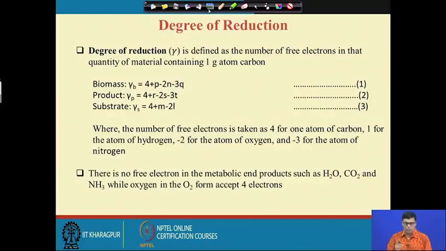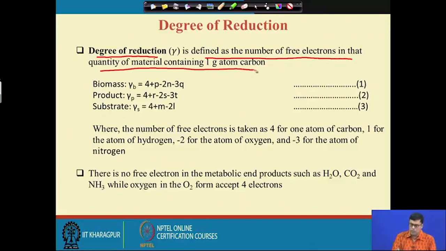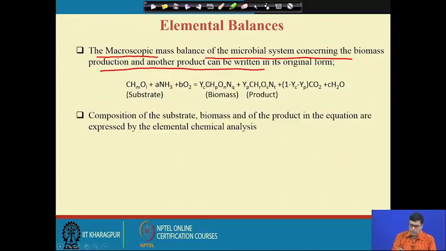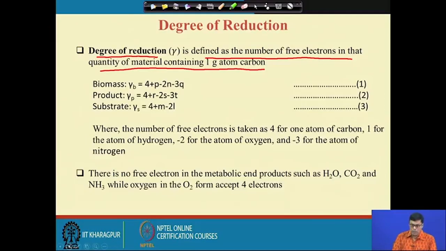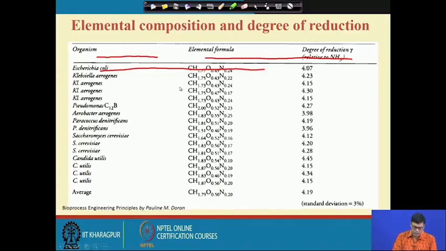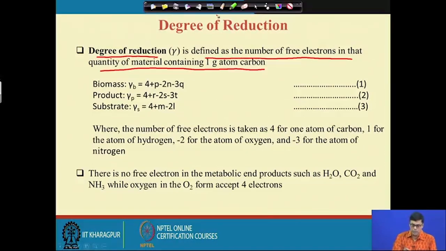Now, here, let us go here. You see, the degree of reduction is defined as the number of free electrons in that quantity of the material containing 1 gram atom of carbon. Now, if you look at biomass, this is the formula of biomass, CHαOβNγ. If you look at this, this is how you do the balance: 4, 1 for hydrogen, and 2 for oxygen, and 3 for nitrogen. So this is how you can write the free electron balance with respect to biomass.